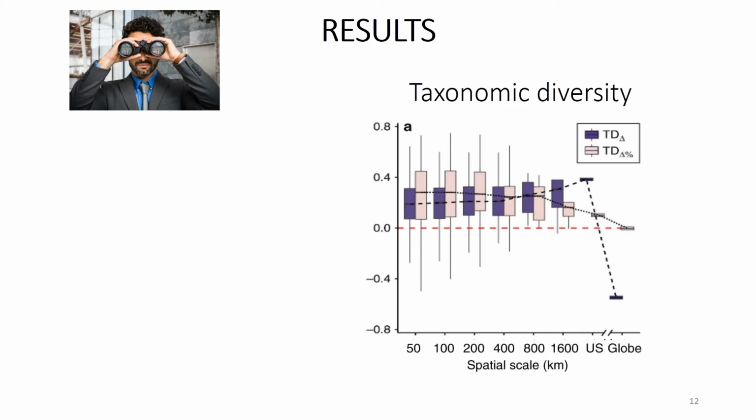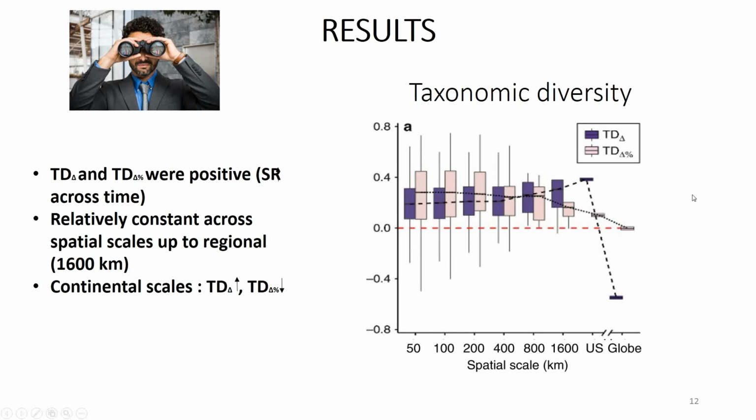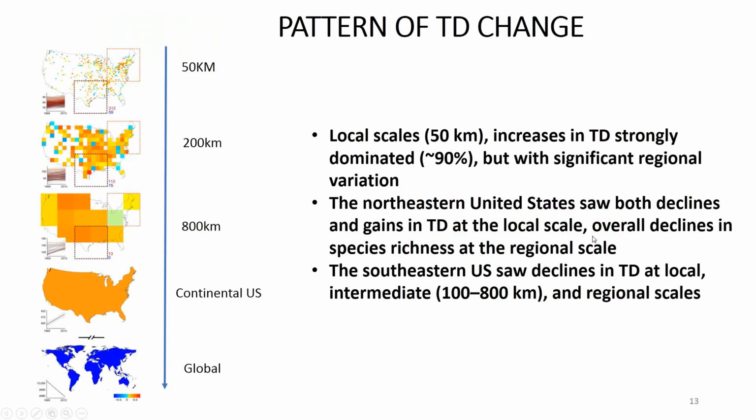So we move on to the results of the study. The first is the taxonomic diversity. This figure shows us the taxonomic diversity and the relative taxonomic diversity change, which is positive. It means that species richness increases over time, and is relatively constant across spatial scales up to the regional scale. At the continental scale, the taxonomic diversity change increases, but the relative taxonomic diversity decreases.